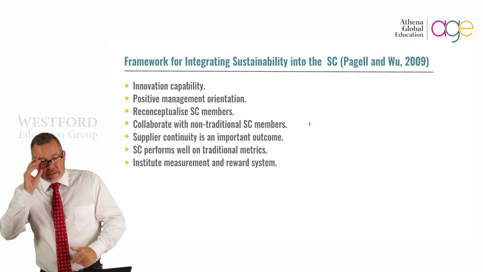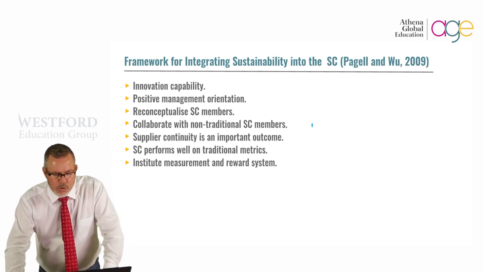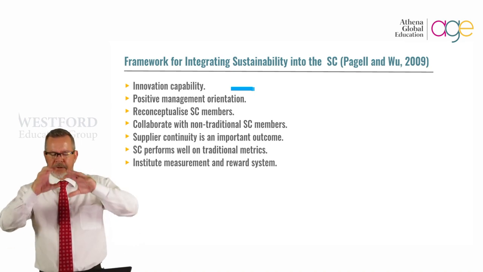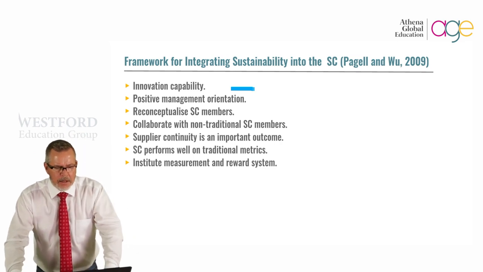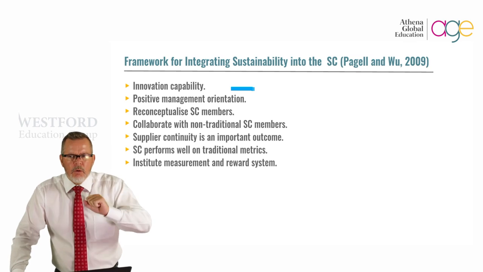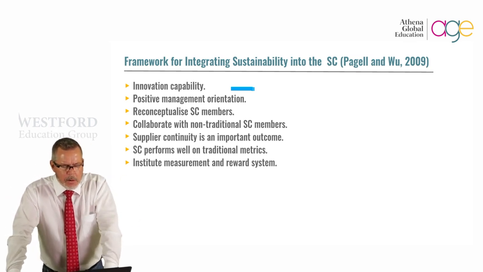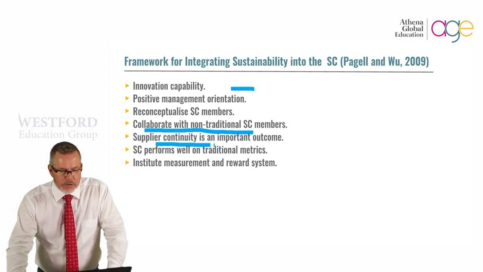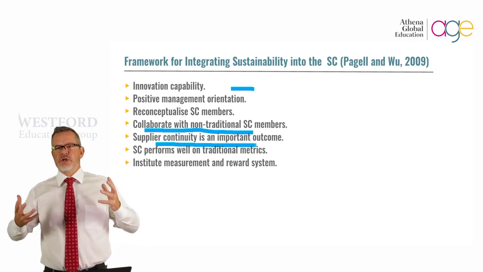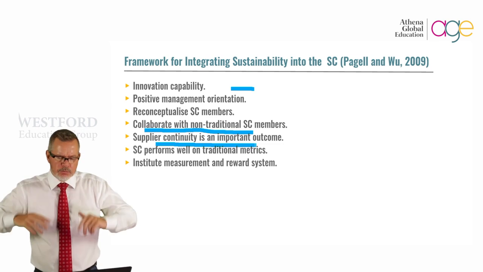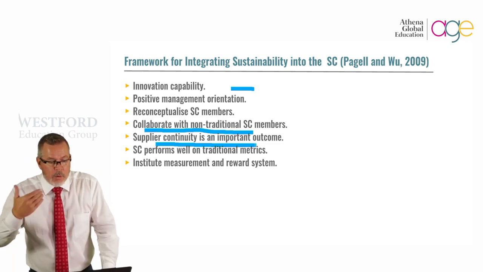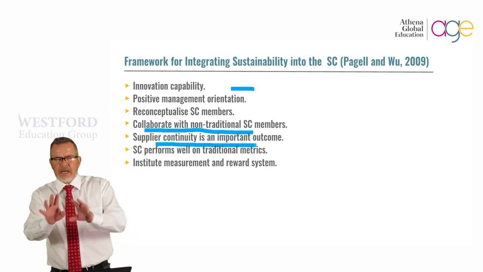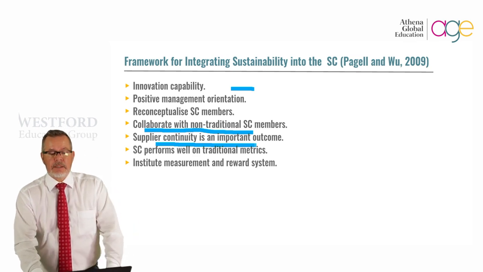If I look at the framework for integrating sustainability into the supply chain in terms of what Pagell and Wu are telling us, I'm looking at innovation capability, positive management orientation, an approach that wants to look at things more systemically, reconceptualize my supply chain members, the suppliers, the buyers, the deliverers of raw goods or semi-manufactured goods, collaborating with non-traditional supply chain members, and supplier continuity is an important outcome. So you want to build that relationship. As you go more green, they should go more green. You should do it together in a much more transparent manner. And you want to ensure that the supply chain performs well on traditional metrics, and therefore you will institute a measurement and reward system. So this is what's recommended by Pagell and Wu as a framework that can help you with integrating sustainability into the supply chain.